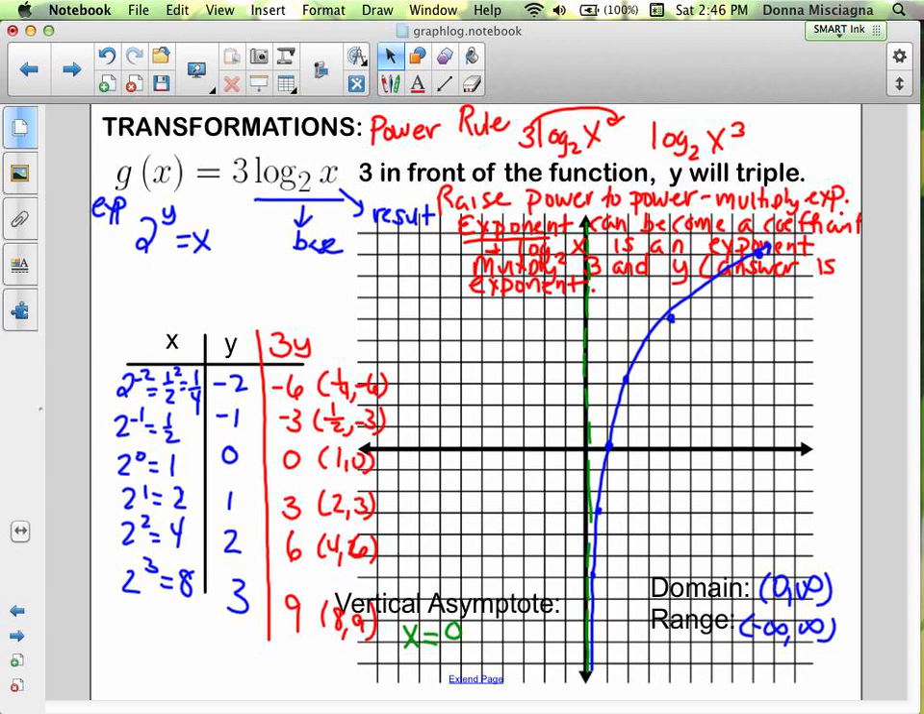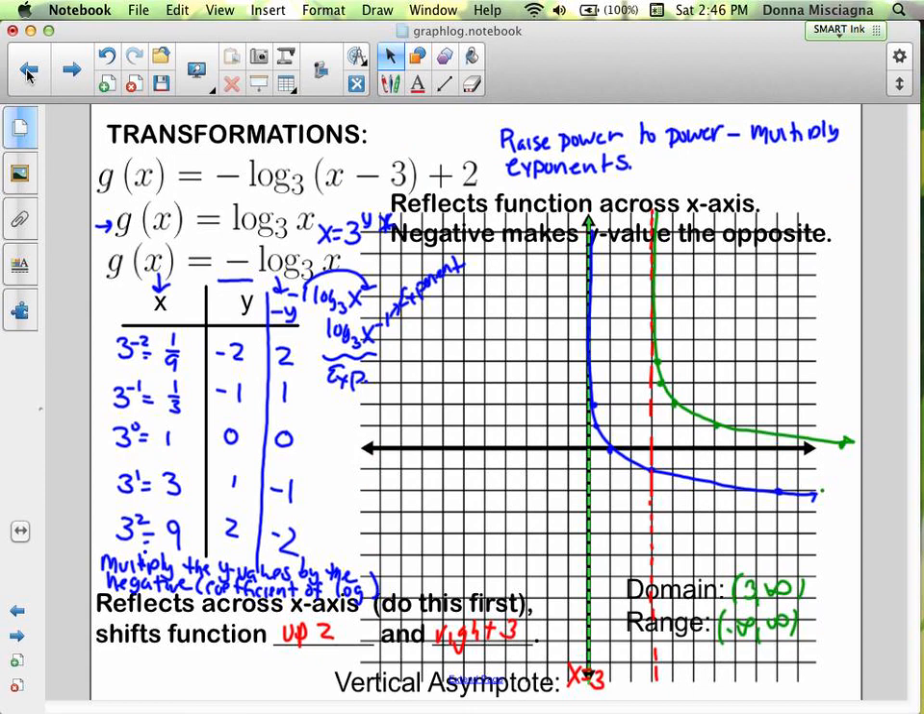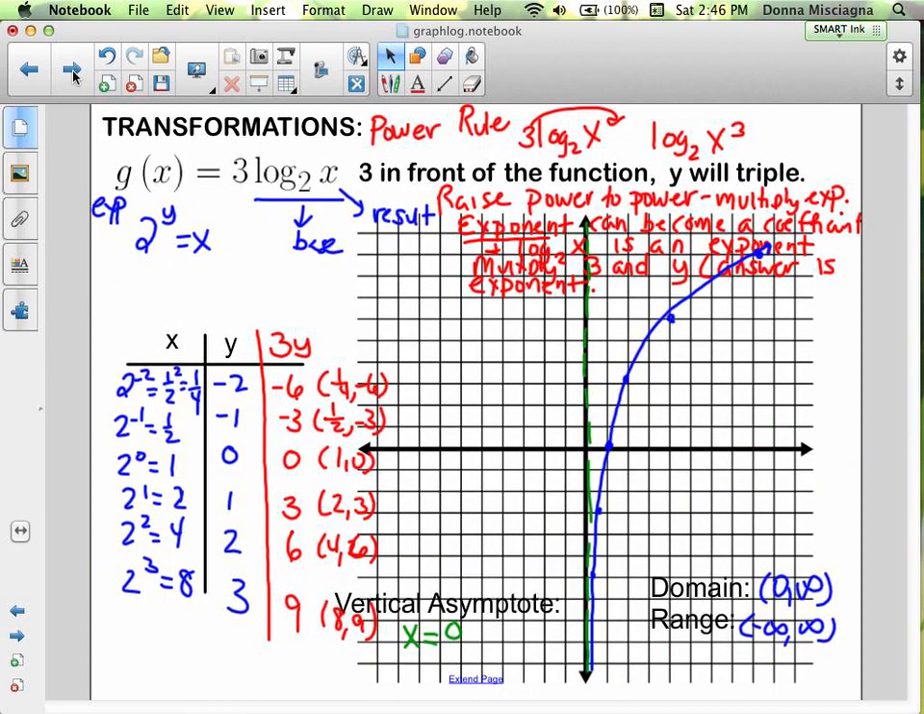So let's look at this. So this one is very, very similar to this one. This one reflected it, made all the y's negative. This one made them 3 times as much. And that's what you'll always do with a coefficient. If we had a coefficient in a transformation, we do the coefficient first. We'd multiply the y's by 3, then we do the transformation.